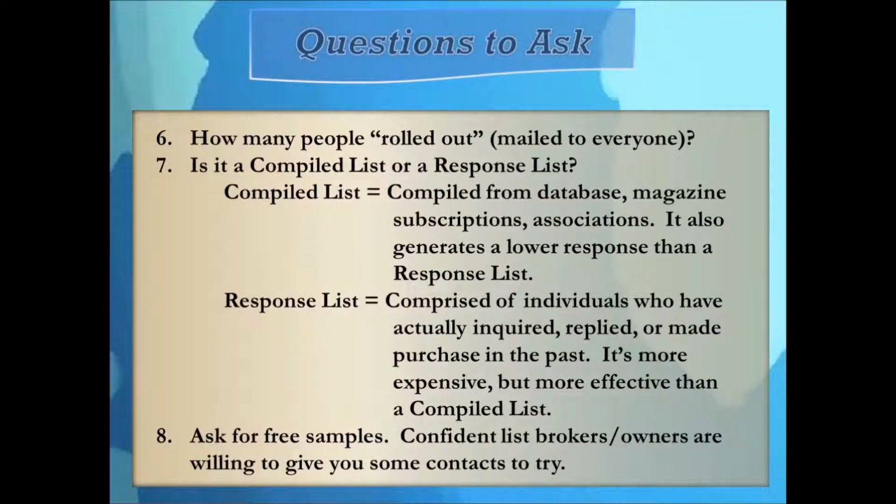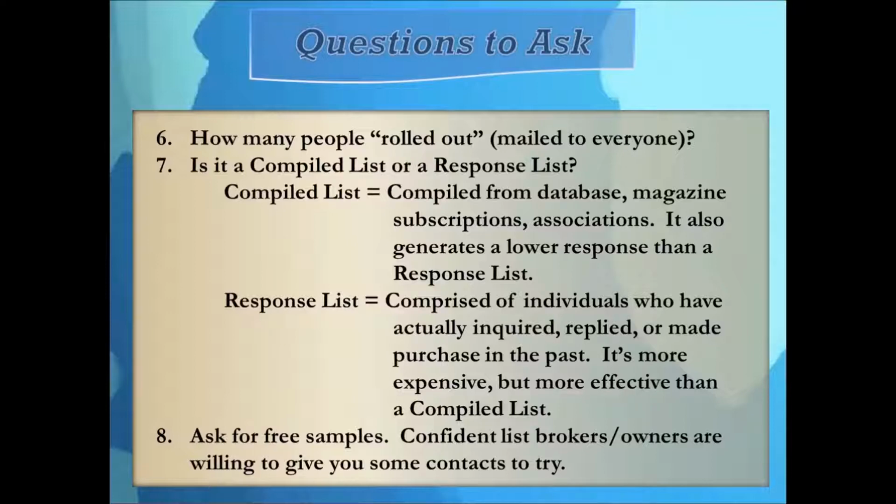How many people rolled out, meaning mailed to everyone on the list? If they did that, it means the list works very well. Is the list a compiled list or a response list? A compiled list is comprised of people with similar interests and compiled from a database, magazine subscriptions, or associations. A compiled list is less expensive, but generates a lower response rate than a response list.